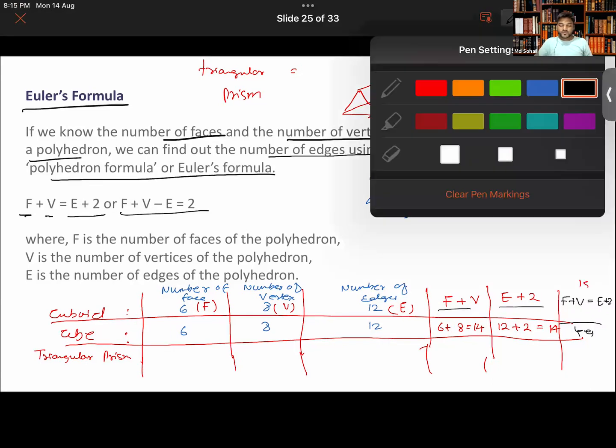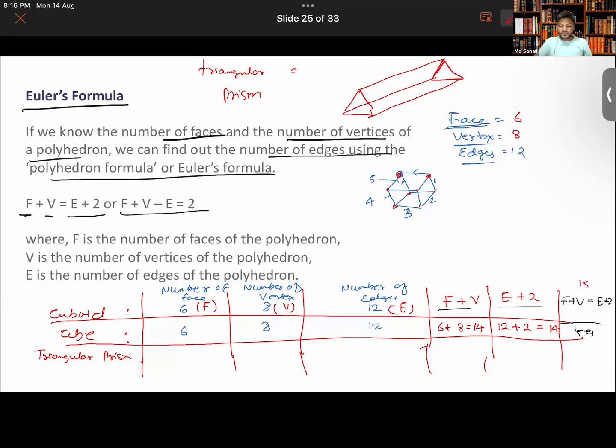Okay. So we have now represented them as F here, the vertex as V and edges as E. And basically we have put the values here like the 6, 8 and edges, 12. So if you were to add the number of faces and vertex, you were getting 14. And if you were to add 2 to the number of edges, you were getting 14. So both of them are equal here.